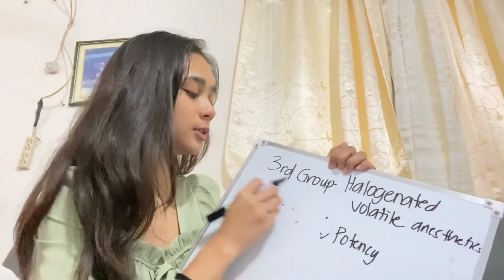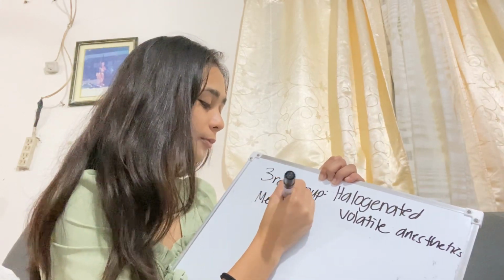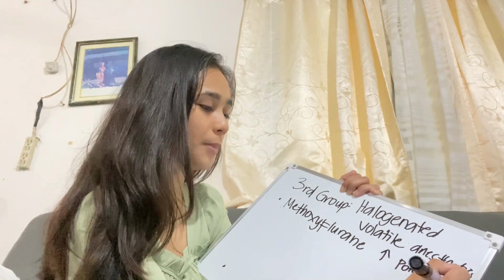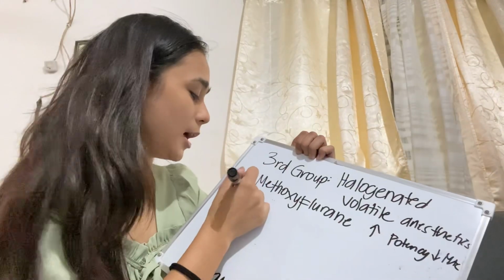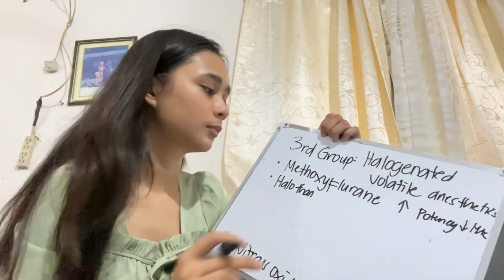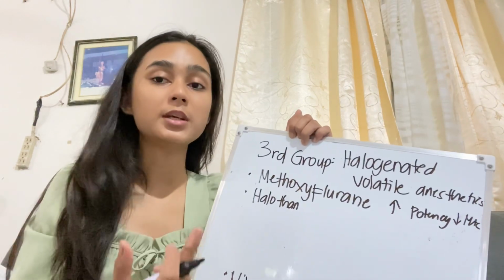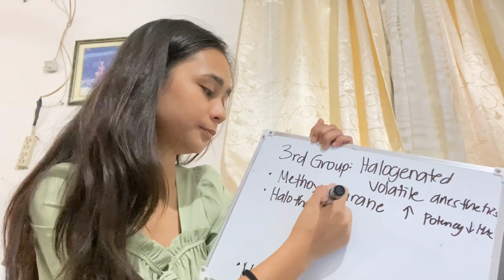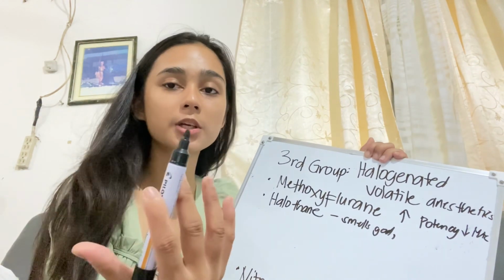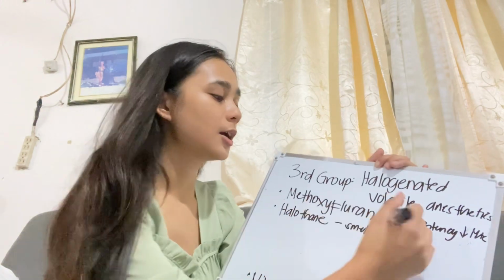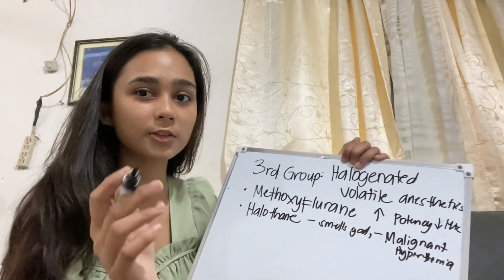The most potent inhaled anesthetic we have first is methoxyflurane. High potency means lower MAC. The least potent is nitrous oxide. Next to methoxyflurane is halothane. So the most potent is methoxyflurane. It also causes tachycardia and cardiac arrhythmias. And for halothane, this smells good, but it is also hepatotoxic, cardiotoxic, and causes malignant hyperthermia. There is a cure for malignant hyperthermia, which is dantrolene.